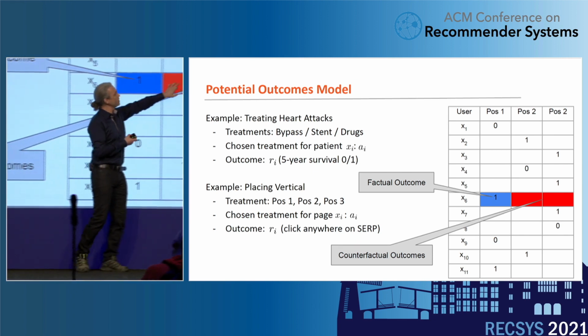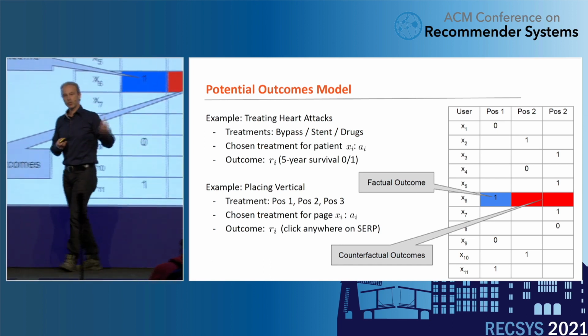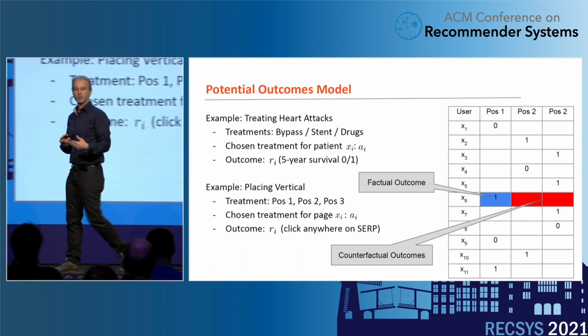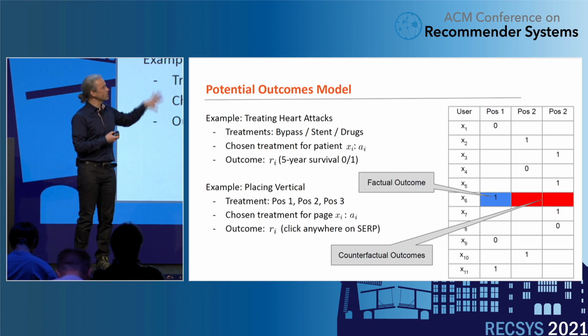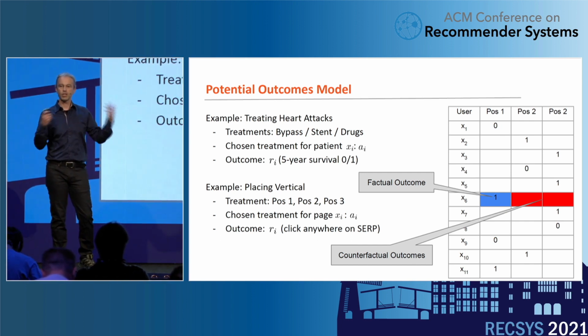But we don't actually know the counterfactual outcomes. You know, what would have happened if we had put it in position 2 or in position 3? What would have been the reward in these cases? So we're dealing with missing data here, right? We only observe the outcomes for the actions that we actually took. That's what log data is like.